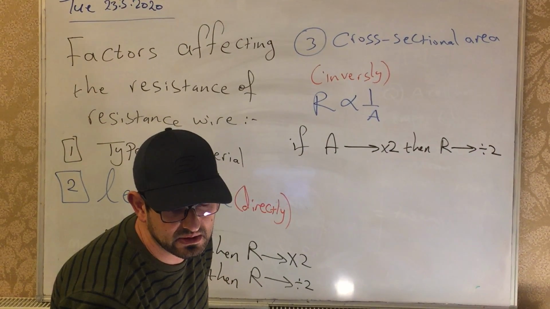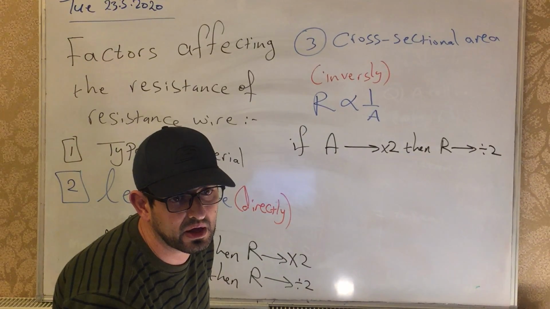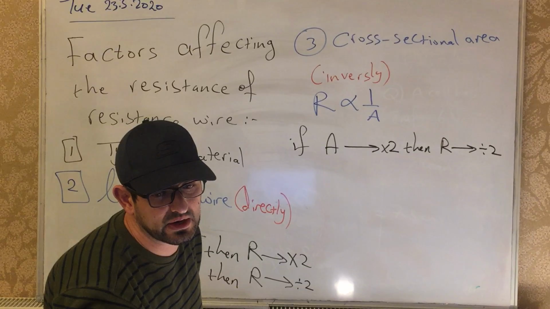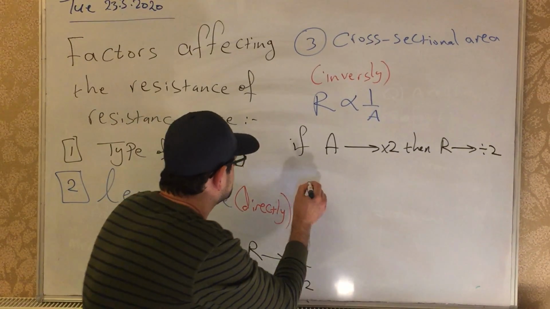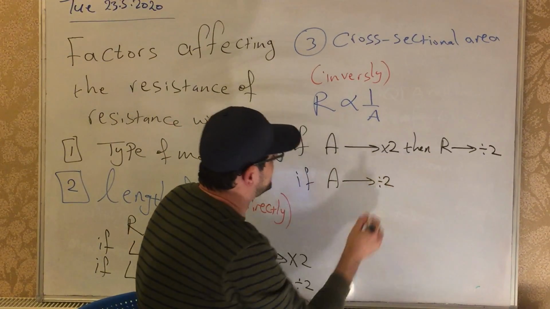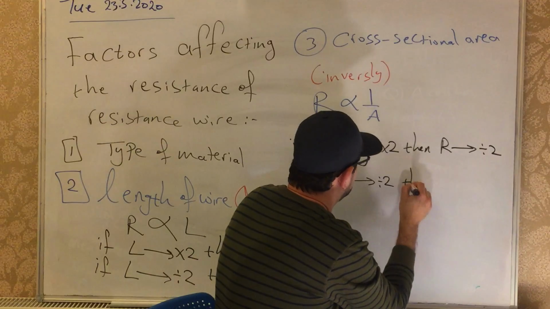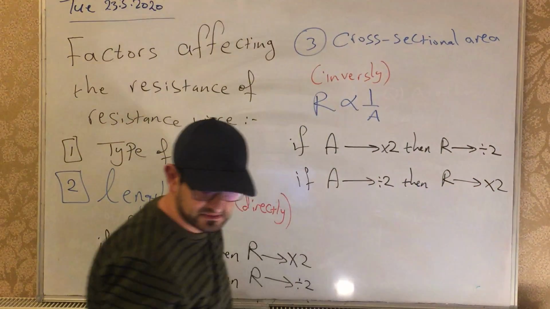And also, if the cross-section area was halved, then the resistance will be doubled.